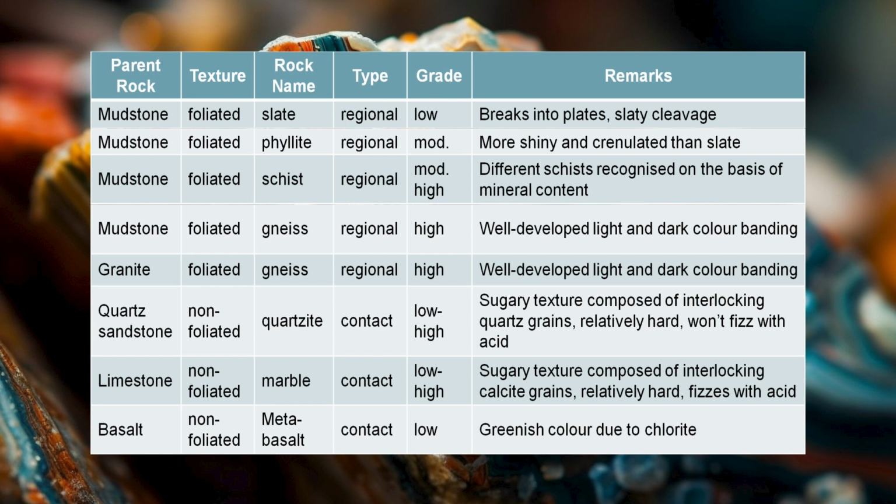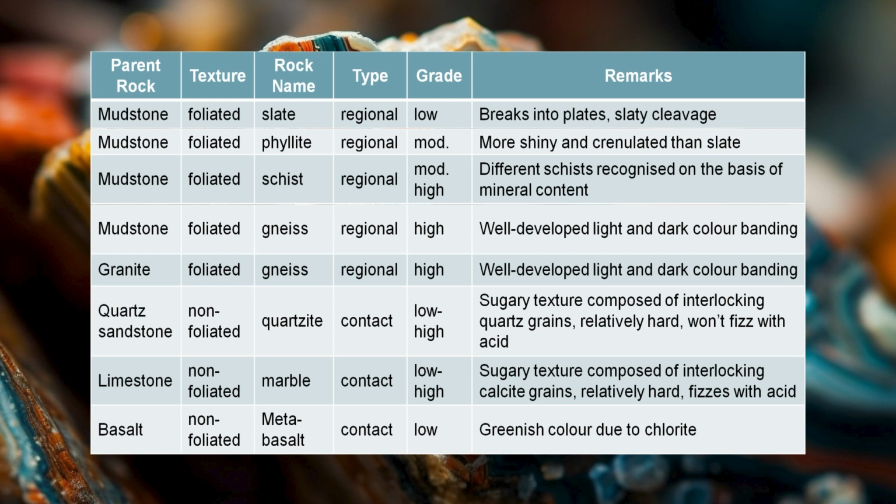If I have a parent rock as mudstone and it is foliated, then I can name my metamorphic rock a slate. Slate usually is a product of regional metamorphism at lower grade, that means at low pressure and temperature. The characteristic of a slate is that it breaks into plates, that means it has a slaty cleavage along which it can be broken. Slaty cleavage is imparted by the phyllosilicate minerals which are present in the slates.